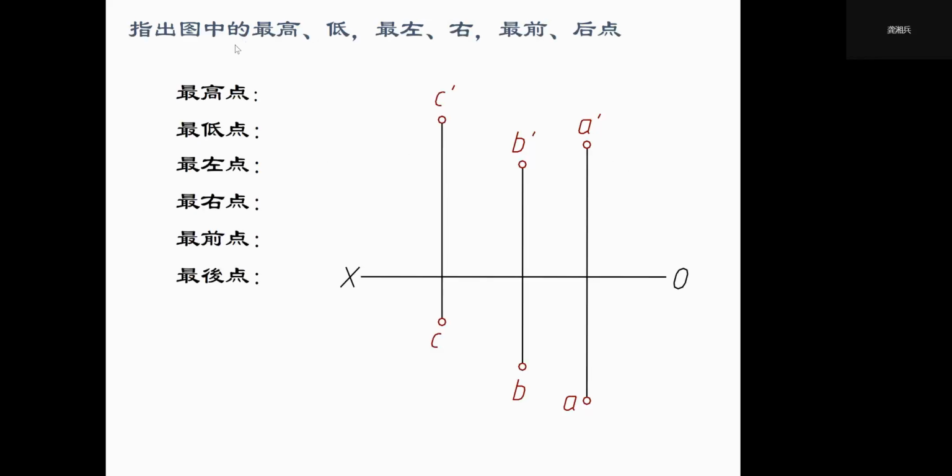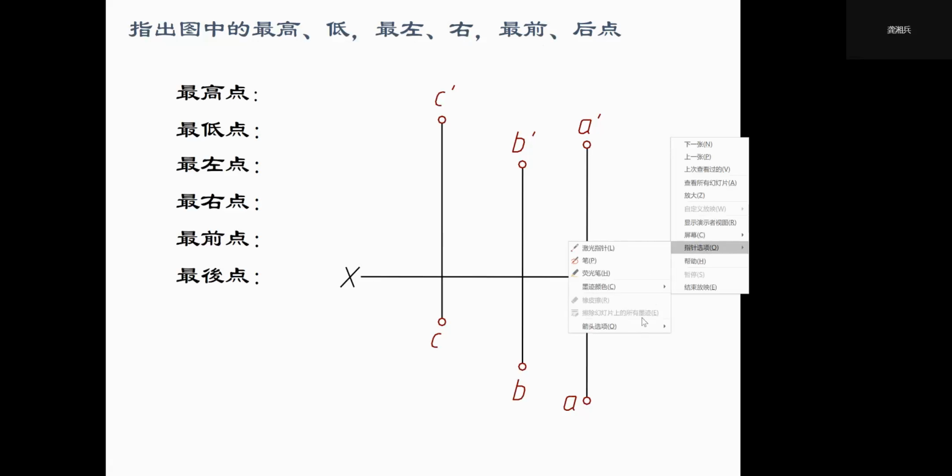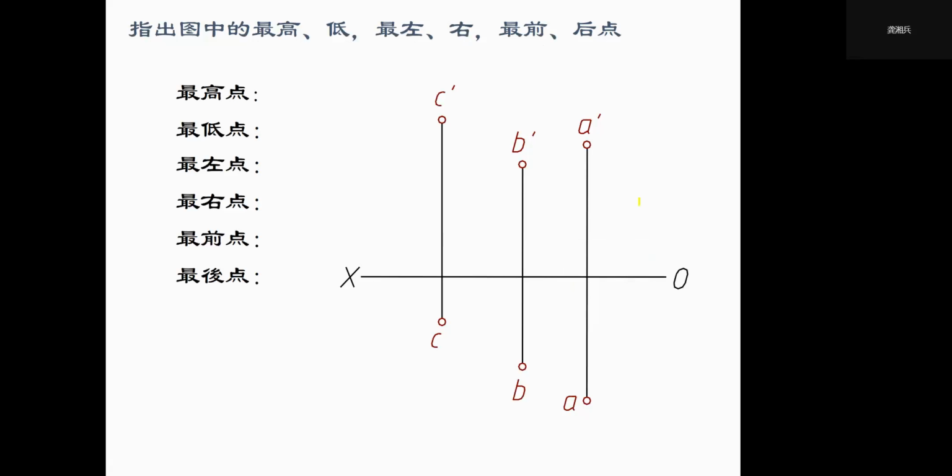For this question, please tell me which one is on the most top. Which one is the highest? Which one is lowest? Which one is on the right? Which one is on the left? Which one is in the front? Which one is on the back? So this one is A, B, C. We already know this is a 2-view projection system for the point. This one is Z position. This one is Y position. This line is X position for here.